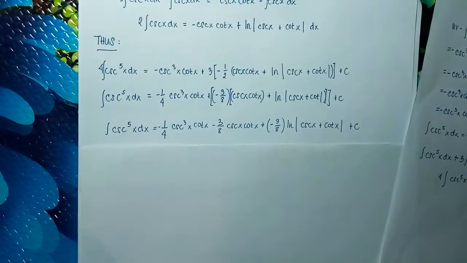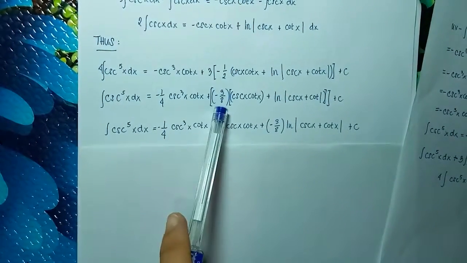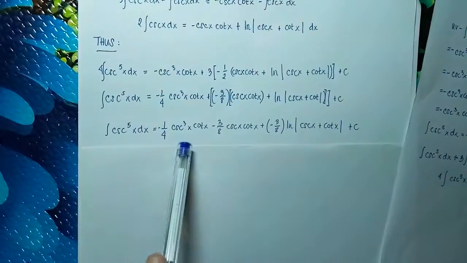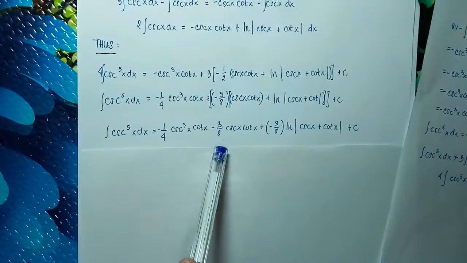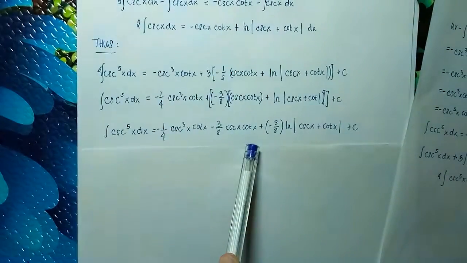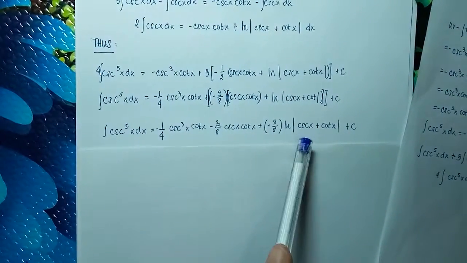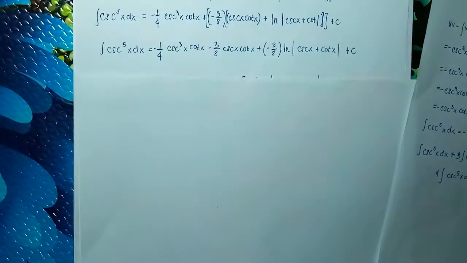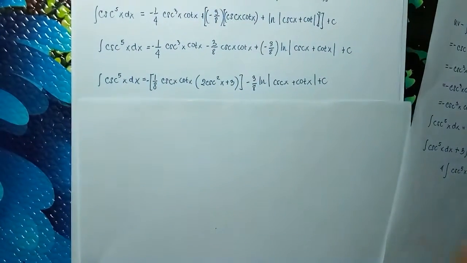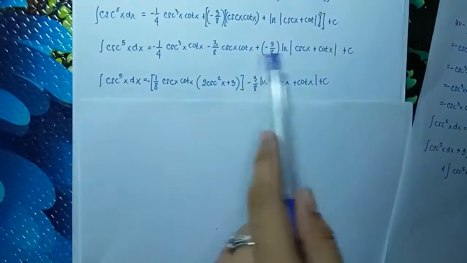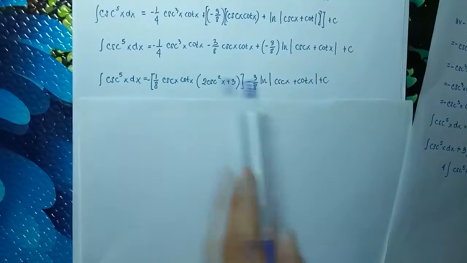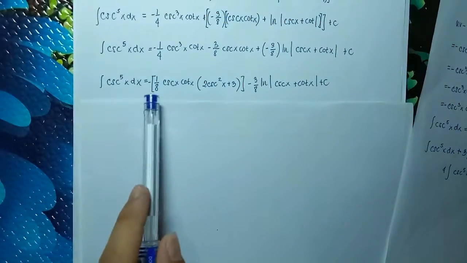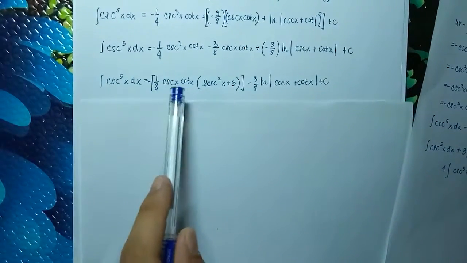So we distributed negative 3/8 to these two terms. So now we have negative 1 over 4 cosecant cubed x cotangent x minus 3/8 cosecant x cotangent x plus negative 3/8 ln cosecant x plus cotangent x. Since this term is already at its simplest form, we're going to leave it be and instead factor out what we could factor out from these two terms, which is negative 1 over 8 and cosecant x and cotangent x.